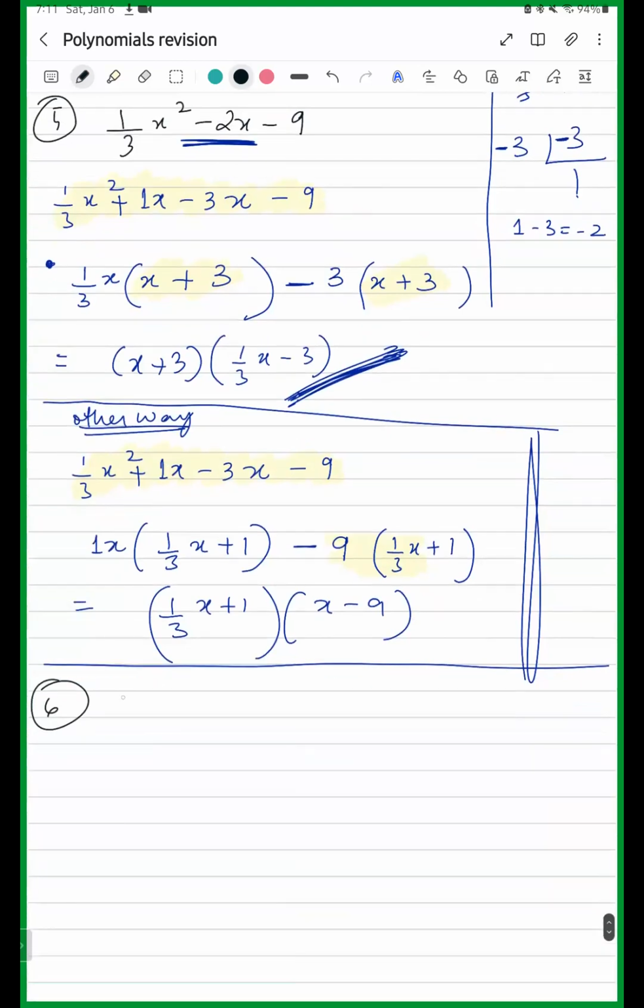Next, let's do. Okay, let's do this. 2x square plus 3 root 3 x plus 3. All right.